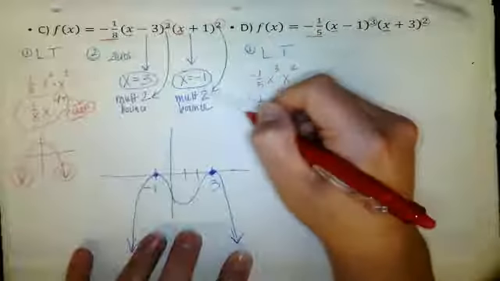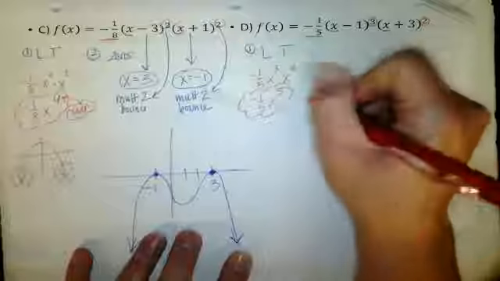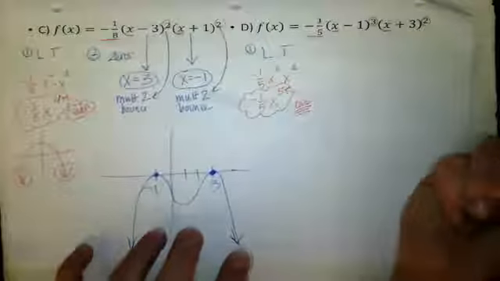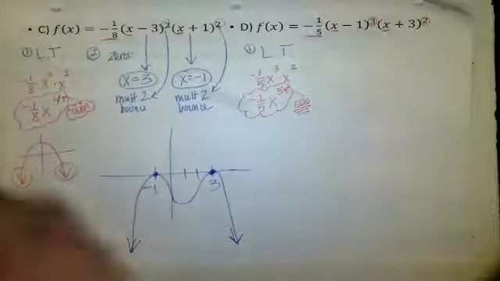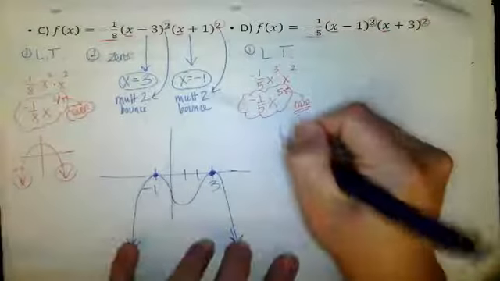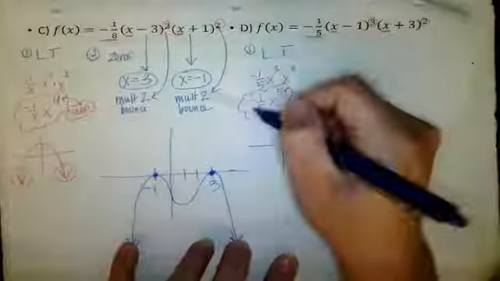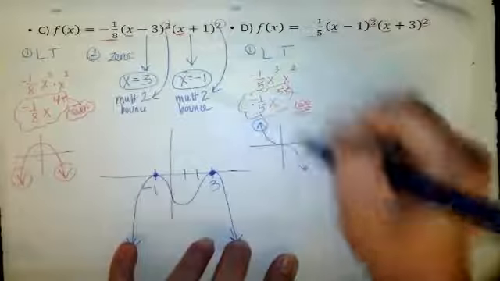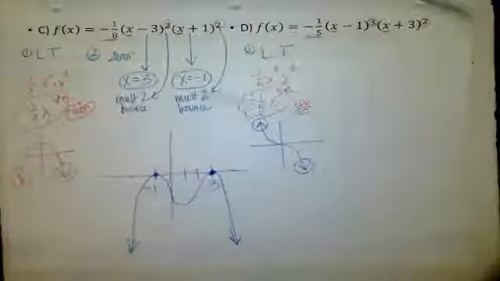Are these even or odd arms? Odd arms, because it's an odd power. Are these uphill odd arms or downhill? Downhill odd arms because of the negative. So we start up high and then down low. High on the left, low on the right.